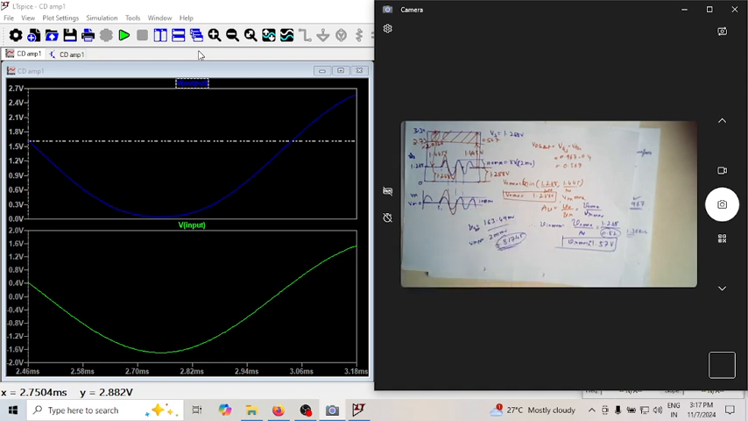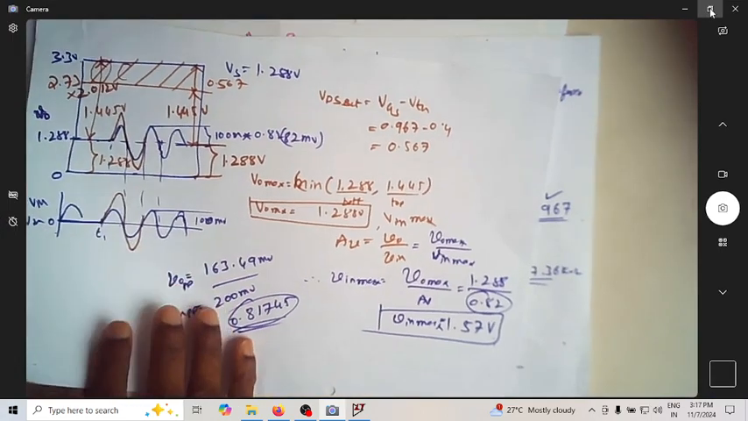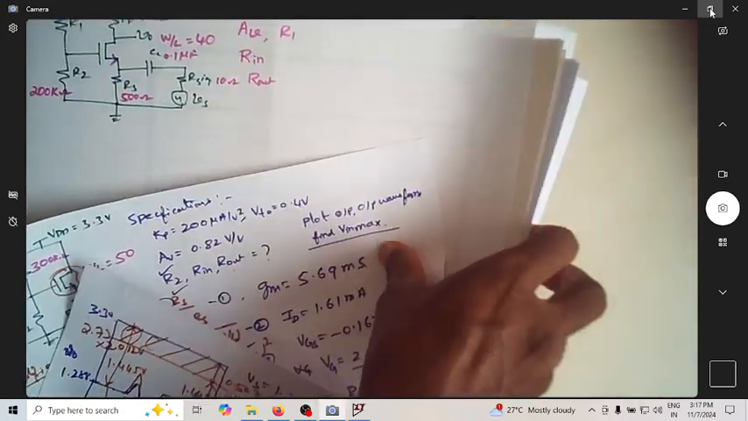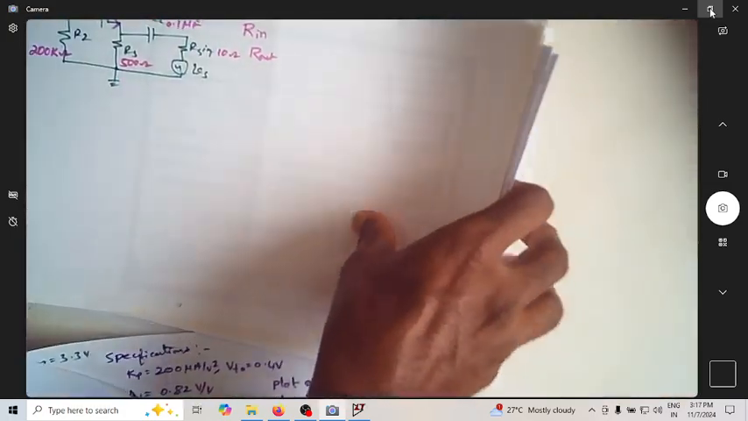Okay, that's it about the CD amplifier. Let us move on to the next circuit, the next design, where we are seeing this circuit. So this is our next circuit.